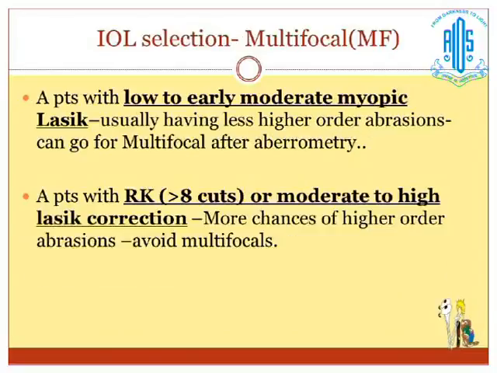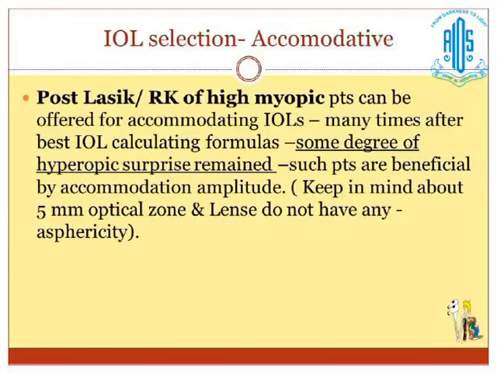If you want to go for multifocal IOL selection, a patient with low to early moderate myopic LASIK usually has fewer higher order aberrations, so you can go for multifocal in such patients. But a patient who has more than 8 RK cuts or moderate to high LASIK correction has more chances of higher order aberrations, so avoid multifocal in such patients. For such patients, you can offer an accommodative IOL, since some degree of hyperopic surprise is always there in any calculation formula. These patients will benefit from the accommodative amplitude of the accommodative IOL, but this is nowadays not much recommended.